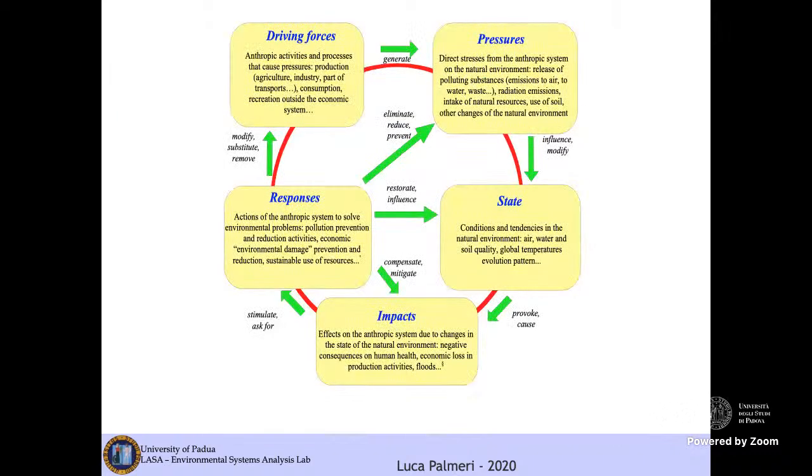And we have already seen this schema, that is a cyclic schema, which we start by identifying the driving forces, the need of something, that generate pressures that may influence or modify the state of the environment, generating impacts, so changing in a drastic way the state of the environment. And then these impacts may stimulate or ask for responses, and then the responses may act on a different level, either on the driving forces or on the pressure.